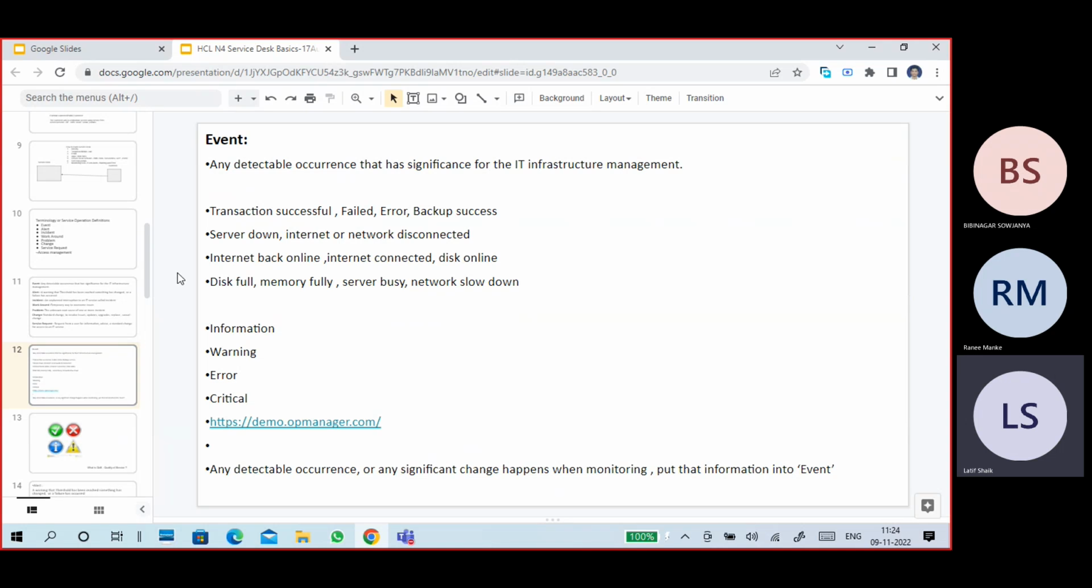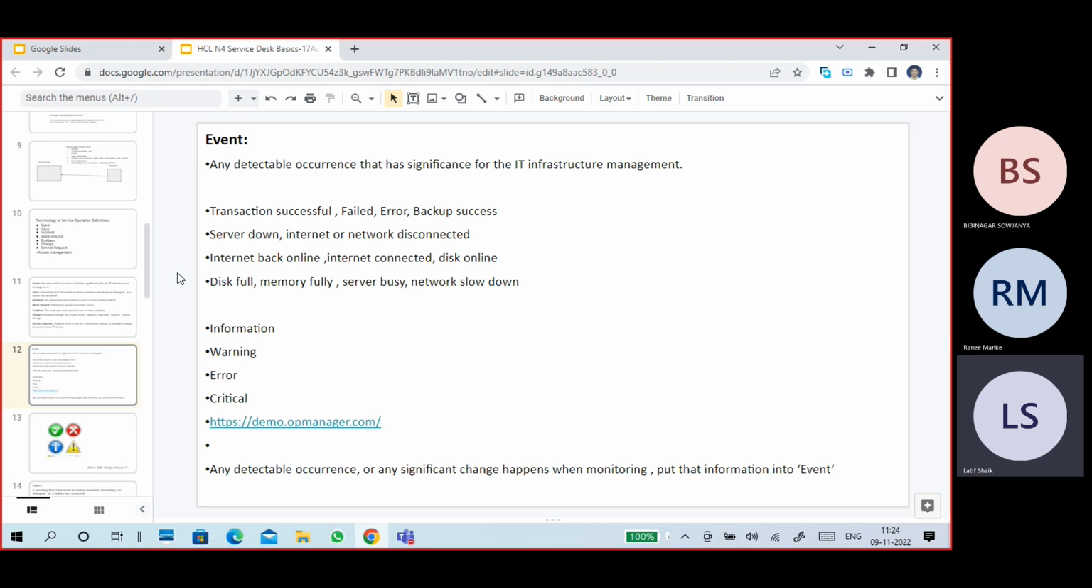For example, I took a backup, and the backup is successfully backed up. Backup is done successfully. It is an information type. Your internet is back online. Internet was disconnected, now it is online. A successful event, because you are able to access the service. Download successful. Disk is online. You are connecting a new disk. Disk is now online. Successful events.